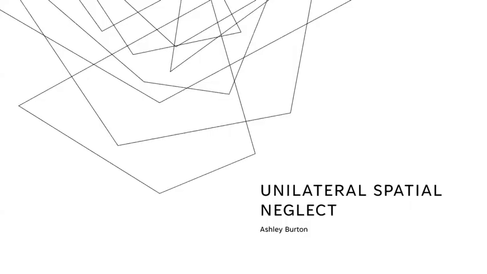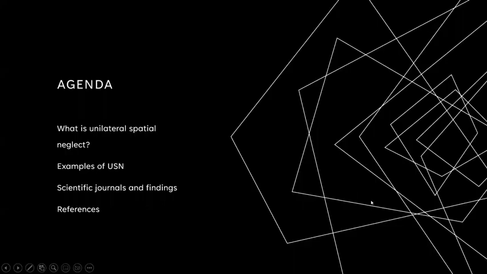Unilateral spatial neglect. Today I'm going to be talking about what unilateral spatial neglect is, how it is caused, different examples of unilateral spatial neglect, scientific journals and their findings, and lastly, I'll be discussing the graphs and tables from the journal articles and my references.